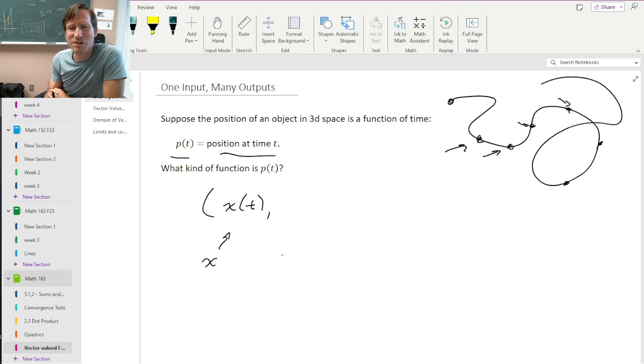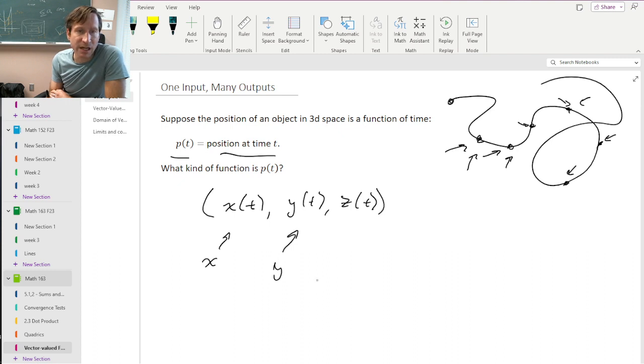But the same is going to be true for the y-coordinate, because at different times the y-coordinate will be different, and so y will also be a function of t, and of course z will also be a function of t. Right? So what we get is an overall function that has 3 individual scalar functions.